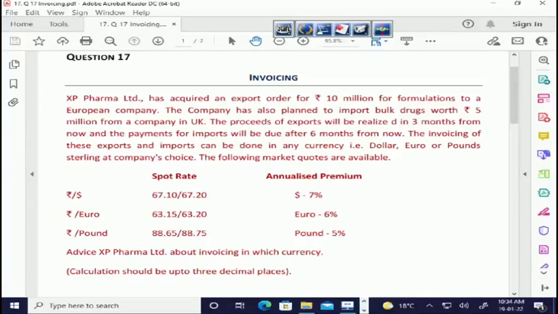Invoicing of the exports and imports can be done in any currency, dollar or euro or pound, at the company's choice. The following market quotes are available. The spot rate is given, and the annualized premium is given: rupee per dollar, rupee per euro, rupee per pound. Advise XP Pharma about the invoicing in which currency. Calculation should be up to 3 decimal places. So, it's very easy.